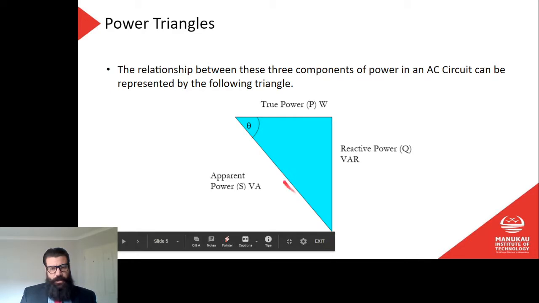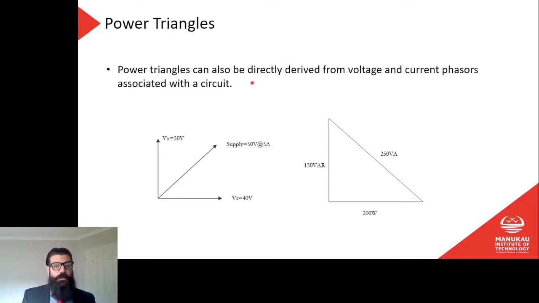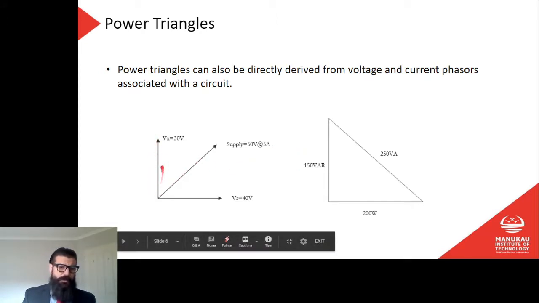So I think we went through this triangle, and I've talked about the relationship between power triangle and impedance triangle. Essentially they're exactly the same thing for a given circuit. Okay, so we could also derive our power triangle from the voltage or current phases associated with the circuit. So here we have that reactive voltage is 30 volts, resistive voltage, the voltage across the resistor, 40 volts, and then we've used those phases to come up with a resultant, which would be our supply voltage. Or we could just measure our input voltage, it would be the same thing.